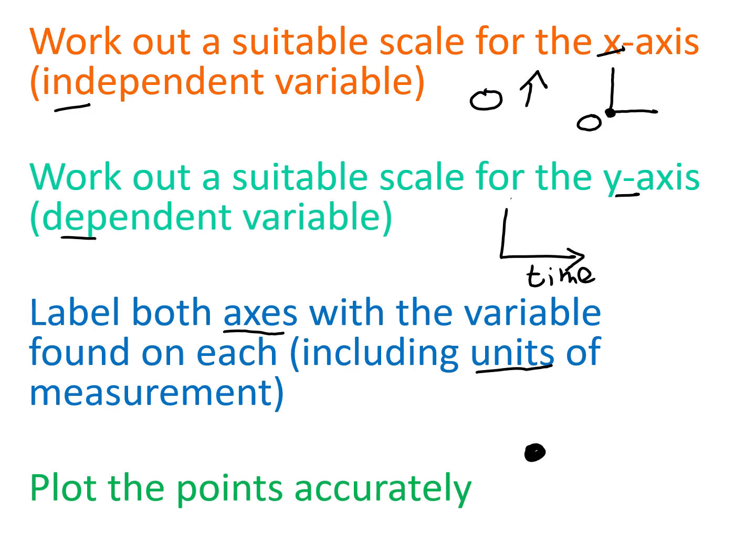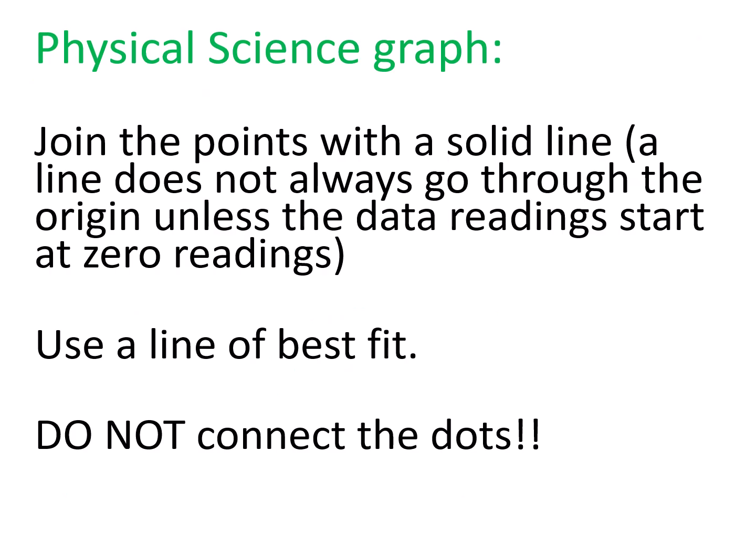Depending on the size of your graph, sometimes your dot can be a little bit bigger. It just depends. But a nice little dot is fine. We don't need such a big dot like that. For a physical science line graph, we need to join the points with a solid line. We are not playing connect the dots. In physical science, we do not connect the dots. We do something called a line of best fit.